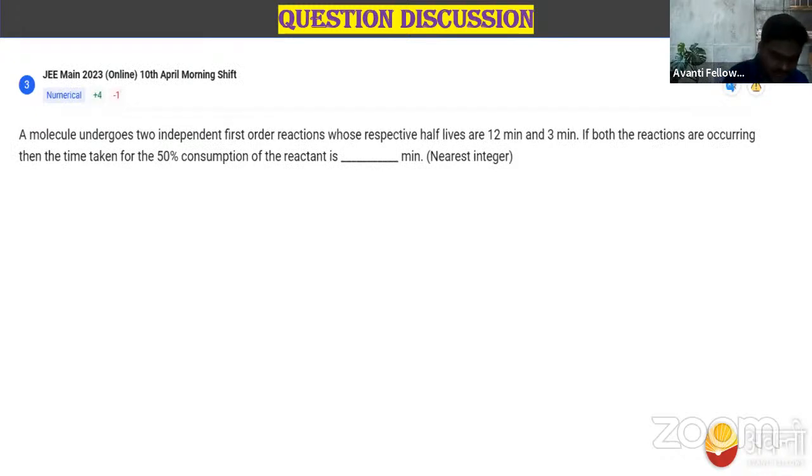Done. Chalo. So the next question is, a molecule undergoes two independent first order reactions whose respective half-lives are 12 minutes and 3 minutes. If both the reactions are occurring, then the time taken for the 50% consumption of the reactant is. So you have to identify the time taken for the 50% consumption of that reactant. तो बताइए फटाफट.